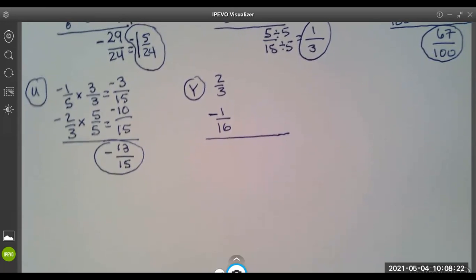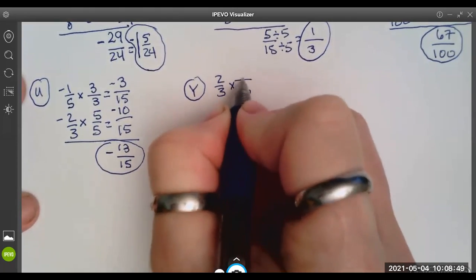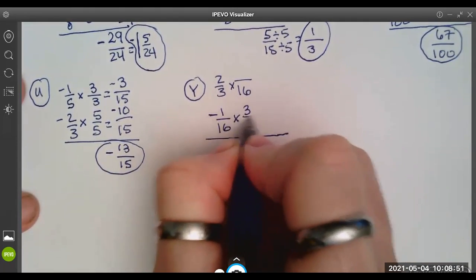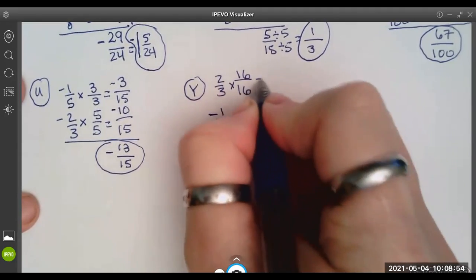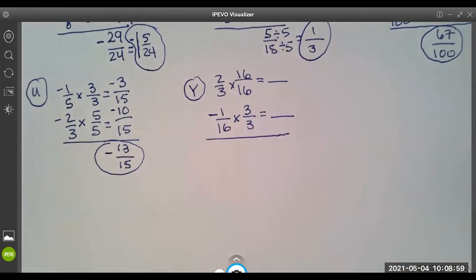16 times 2 is how much? Use your calculators. 16 times 2 is how much? 32. Does 3 divide evenly into 32? No. So then we have to multiply times each other. Because the next one would be 16 times 3, and 3 was what we were working with, right? Okay. What is 16 times 3, though? So what's our target?